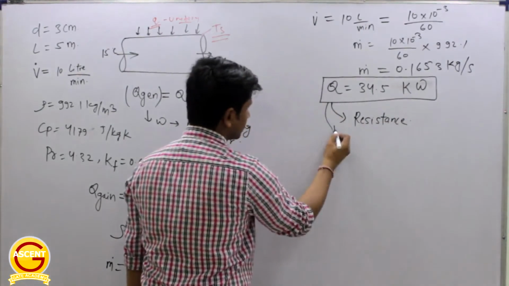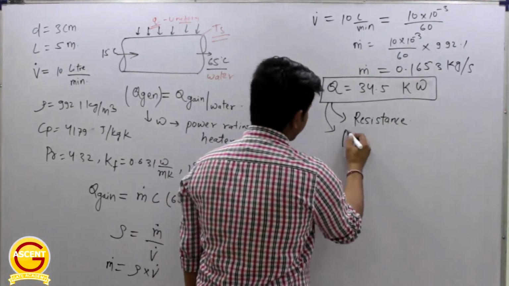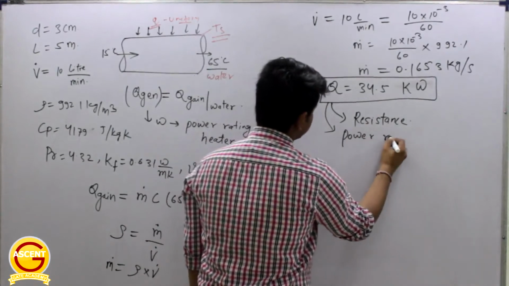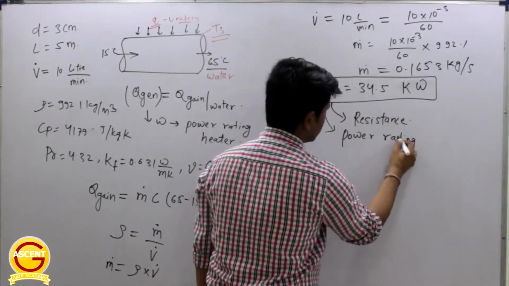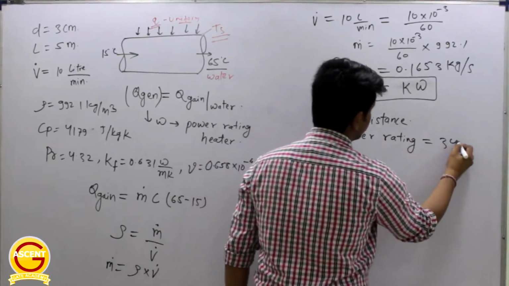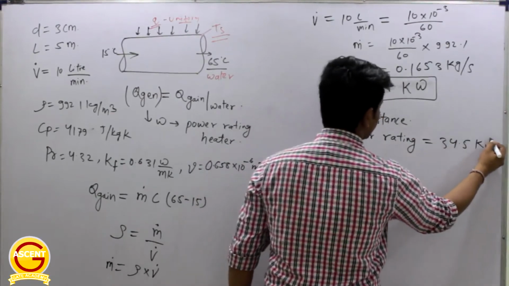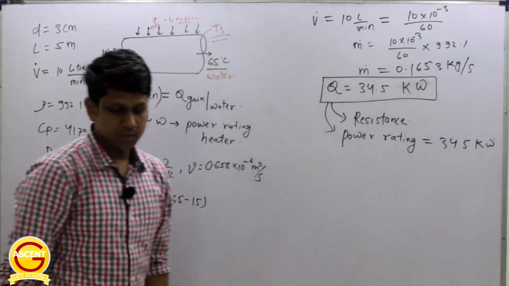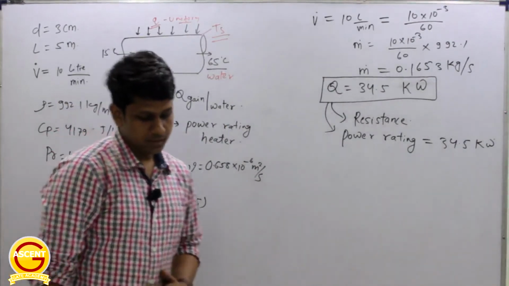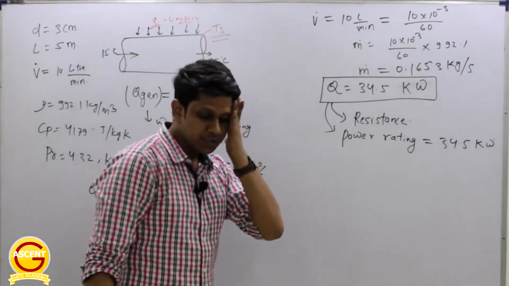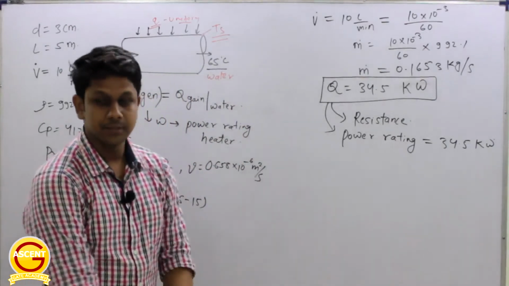So this heat transfer will become the power rating of this resistance. So this power rating of resistance will be nothing but 34.5 kilowatt. Right, so this is our first answer. Now he is asking the temperature of pipe at the exit.